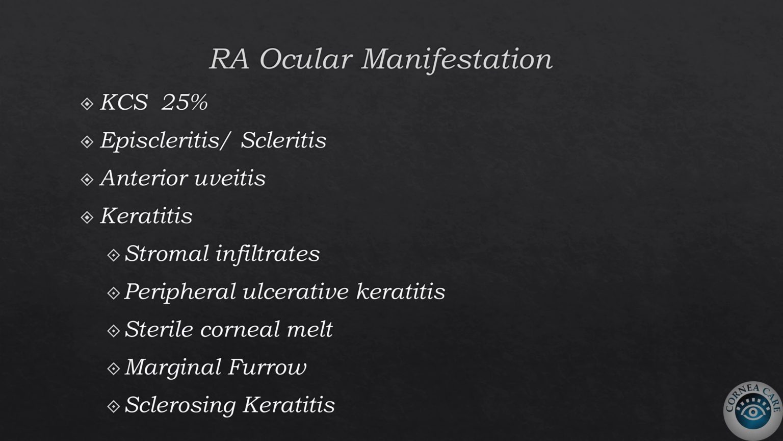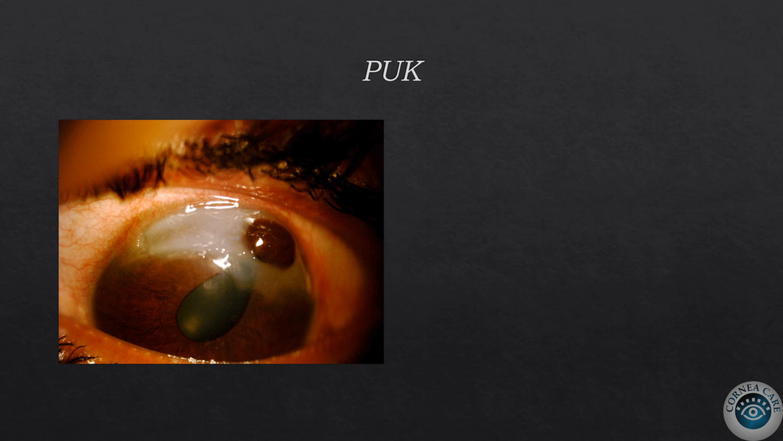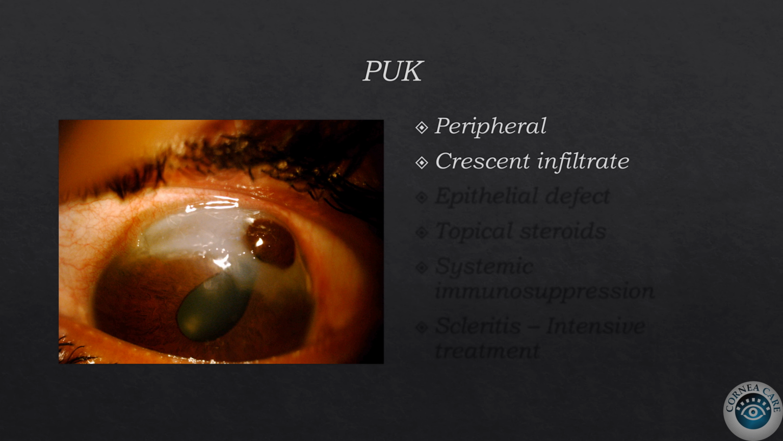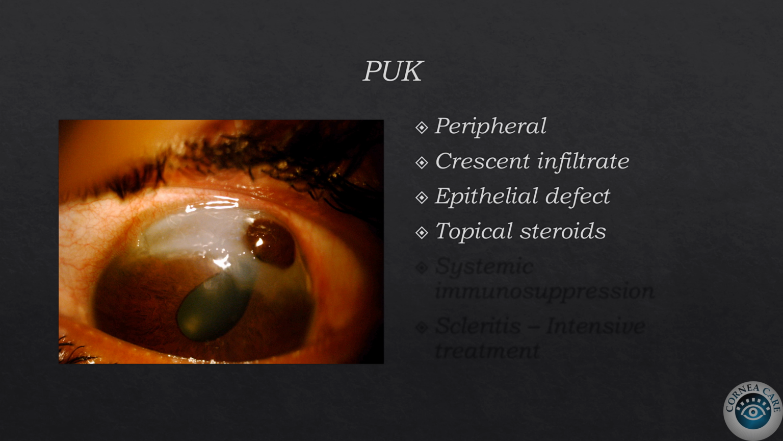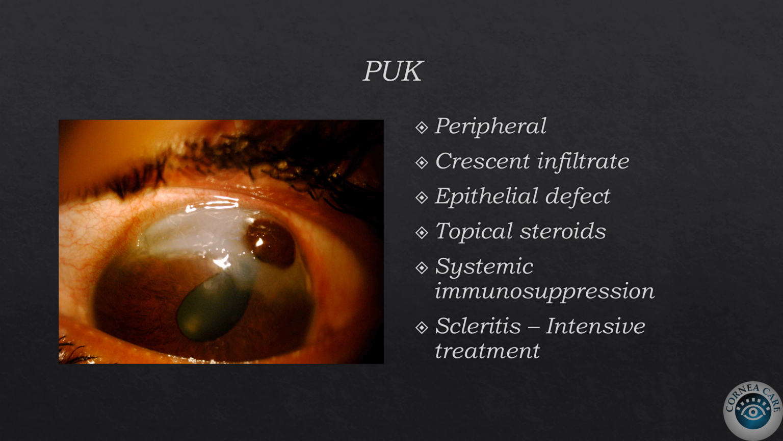Out of various corneal manifestations, we will restrict ourselves to two presentations. One is typical PUK, which is a peripheral, crescent-shaped infiltrate with overlying epithelial defect. Since it's an immune-mediated pathology, topical steroids and systemic immunosuppression is required. When this PUK is associated with scleritis, it indicates that the disease is very severe and needs very aggressive treatment.